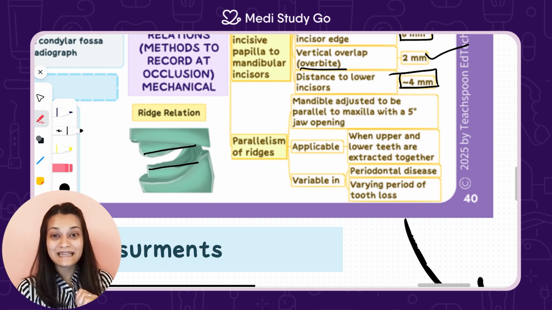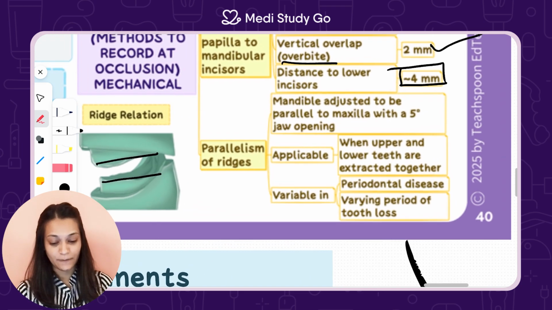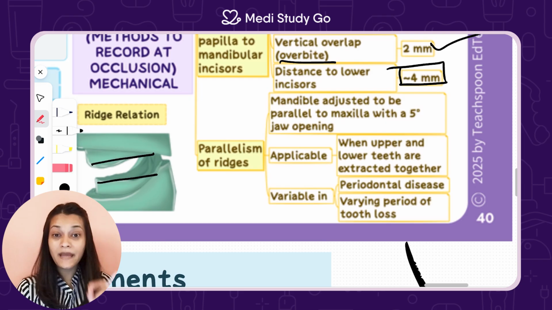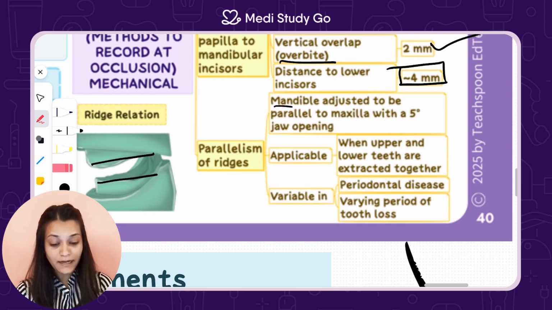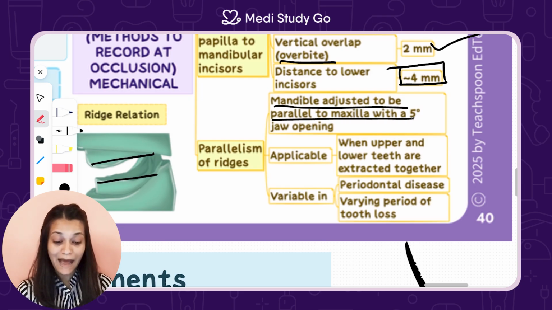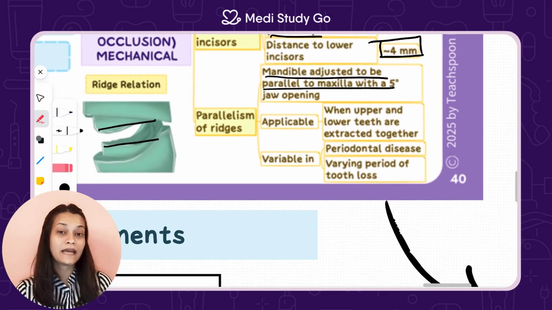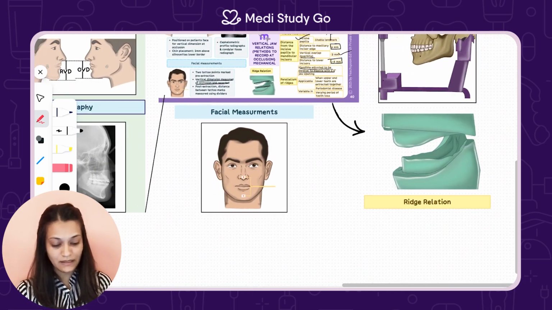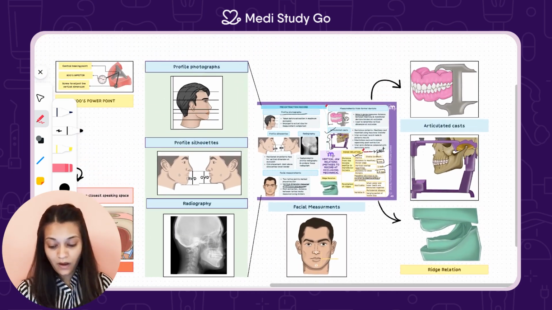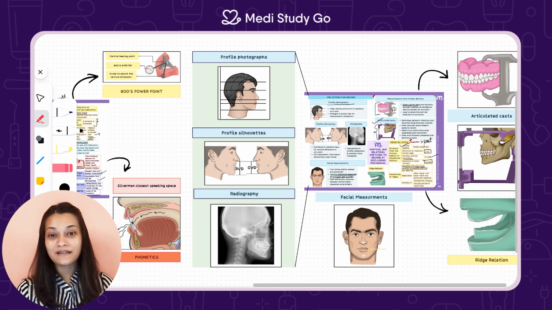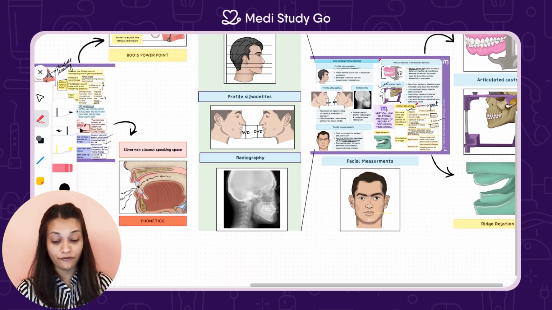It is greatest in the first 6 months. You remember the first lecture, right? If not, go visit the first lecture. So what I want to make you understand is that the mandible needs to be adjusted parallel to the maxilla, and there can be a discrepancy of 0 to 5 degrees only. And this is only applicable when the extraction has happened nearby. So this was all about your vertical dimension and the methods of recording.